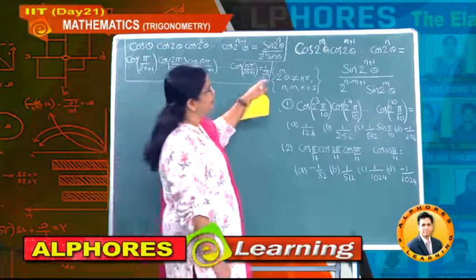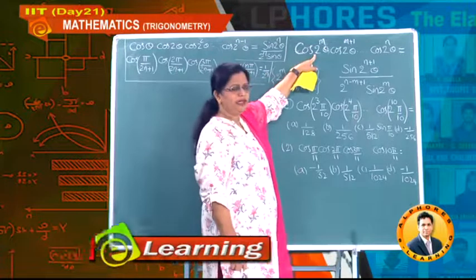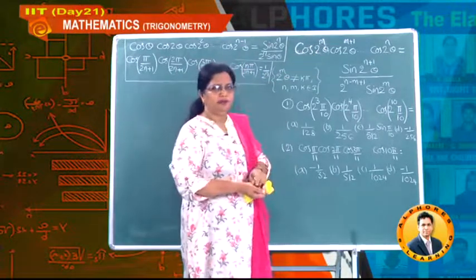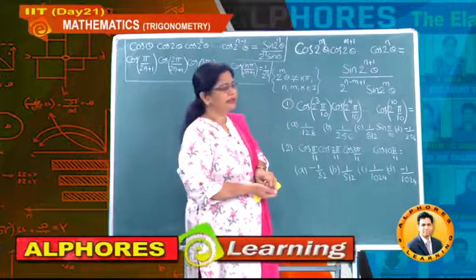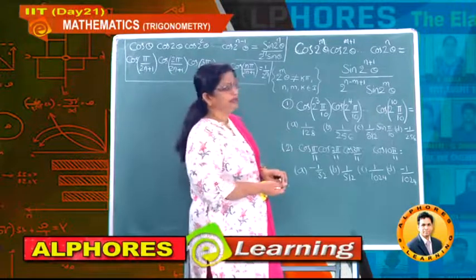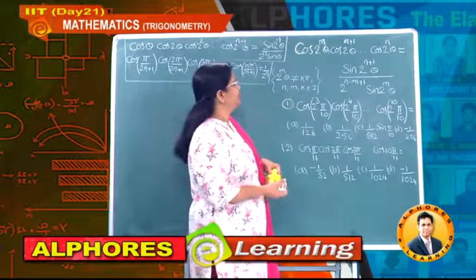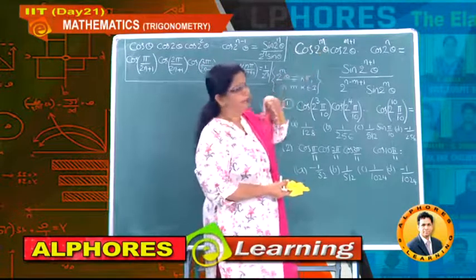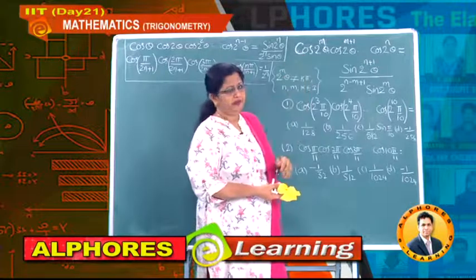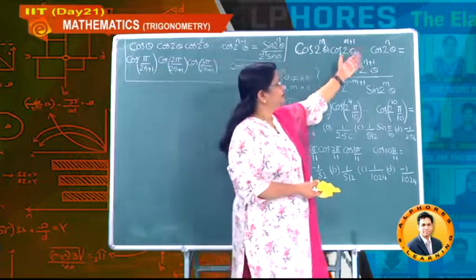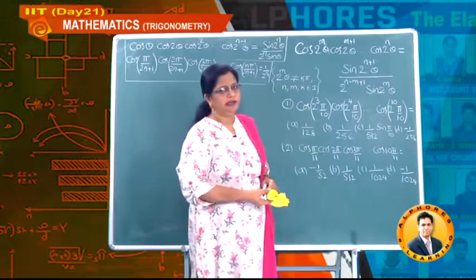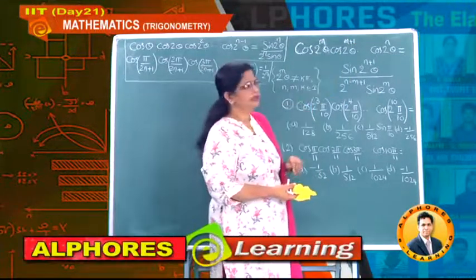Now observe the data given here. It is given as 2 power m onwards, not directly from cos theta, etc. The starting value is different. So the starting value is cos 2 power m into theta. Then they continued, and the last value, they ended with cos 2 to the power of n theta. Then this is the answer they got.